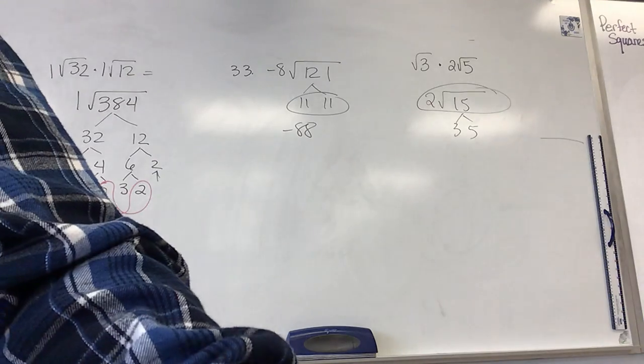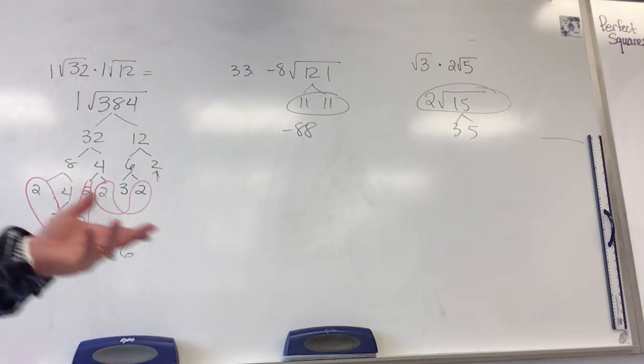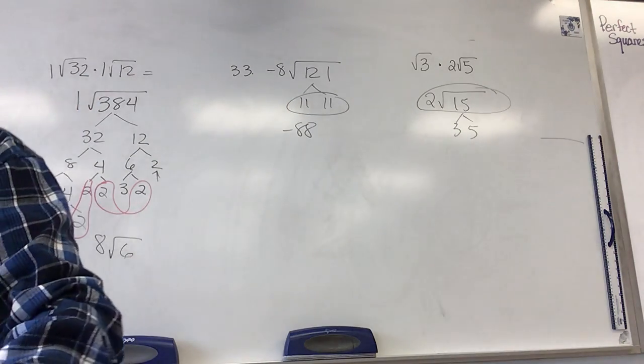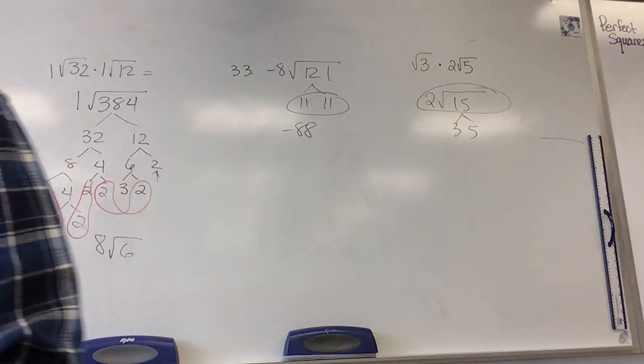Is that enough multiplication? And again, it does not matter if the number in front is negative, it just comes down. It's no big deal. Now we have some division.